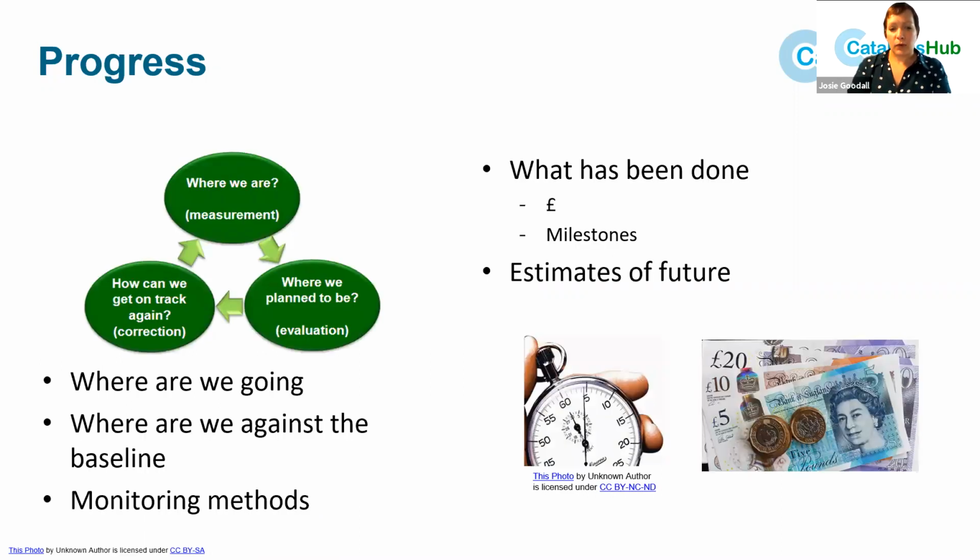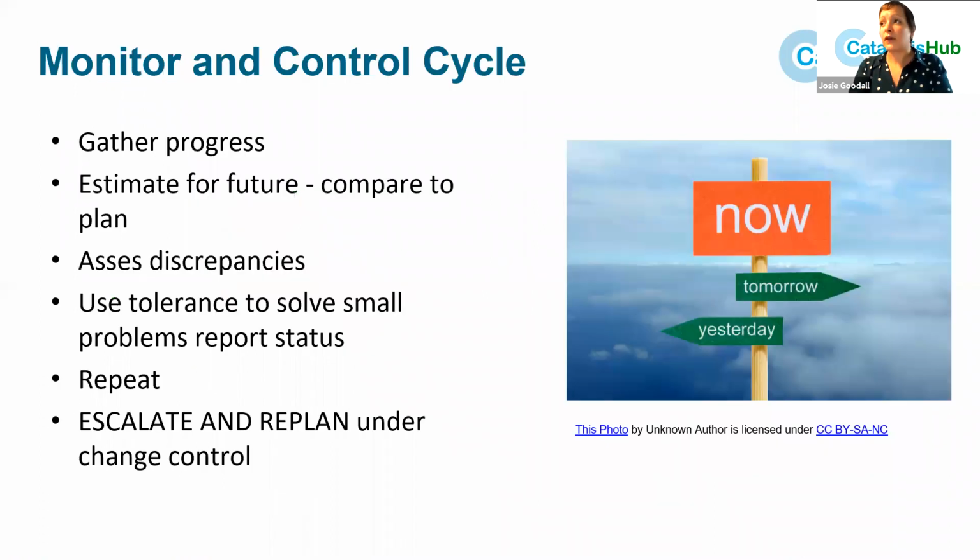We are constantly, as a project manager, looking at where we are and what we're doing now. Are we where we planned to be? Are we going in the right direction? And how do we get back on track? And we're generally judging this against resource, so against time and money, and against the milestones we defined in the project plan. And then we estimate where we're going to get to in the future and if we're still on track to achieve the rest of the milestones in the project. And this is a constant cycle.